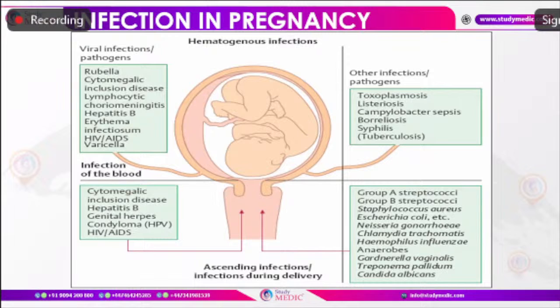When we talk about these infections, most of the viral infections are spread by hematogenous route. The most common ones are Rubella, Cytomegalovirus, hepatitis, erythema infectiosum, and varicella. It can also be spread by other routes too. But what are the other infections which can mimic? Well, they are Toxoplasmosis, Listeriosis, syphilis, etc. Not to forget the bacterial infections like the group A streptococcus and the group B streptococcus also need to be kept in mind when we're dealing with infections in pregnancy.